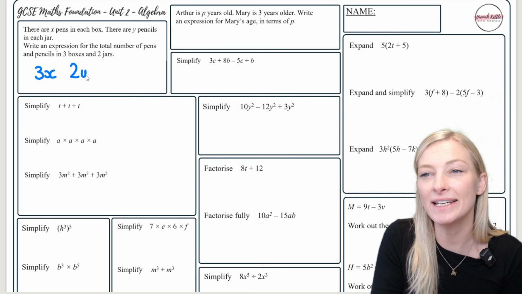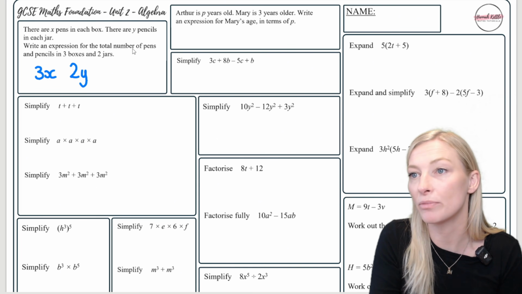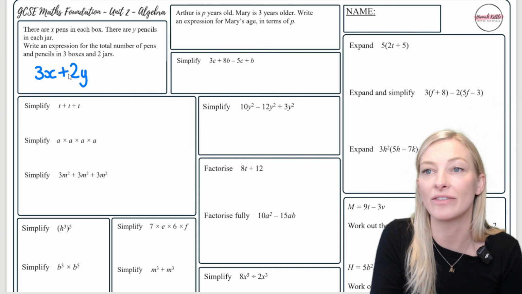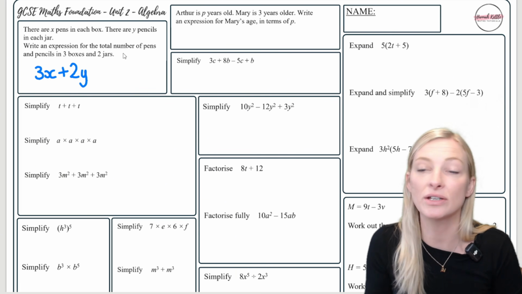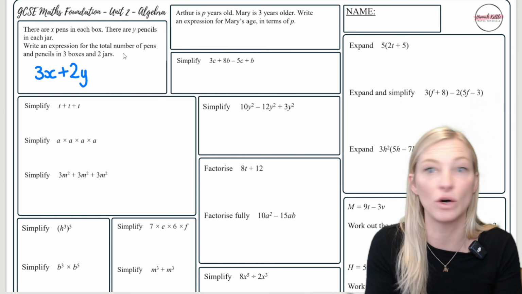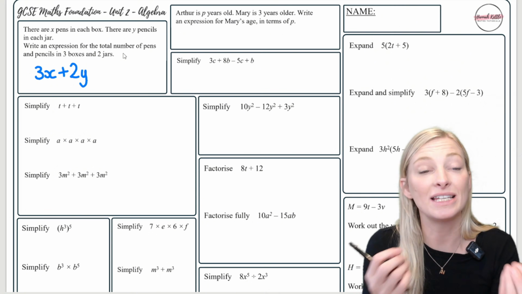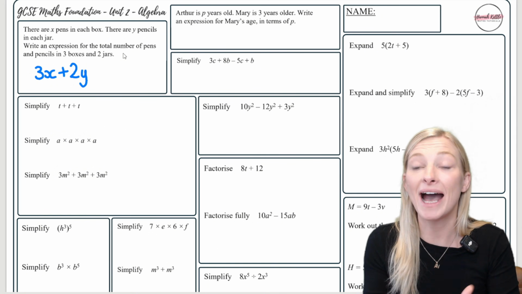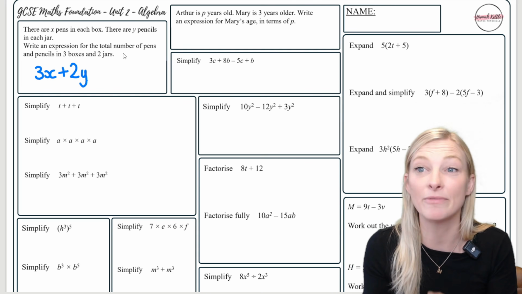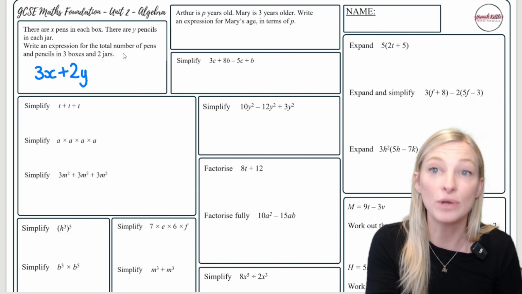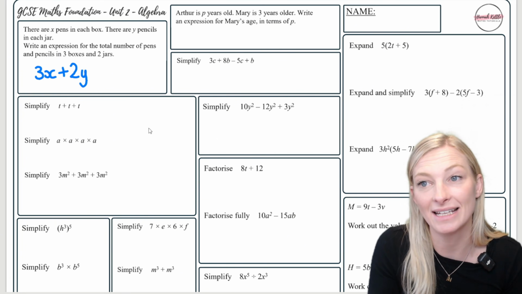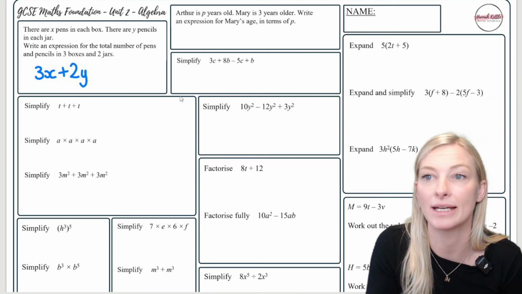Now it says write an expression for the total number of pens and pencils. So we want to add these 2 things together to get the total in 3 boxes and 2 jars. There we go. 3x add 2y. Now you can't make that 5xy because these are not like terms. So when we are adding and subtracting, we need to think about, are they like terms? Have they got the same variable, the same letter? You can add x's with x's, or you can have y's with y's, but we can't add x's to y's other than just writing it like this.